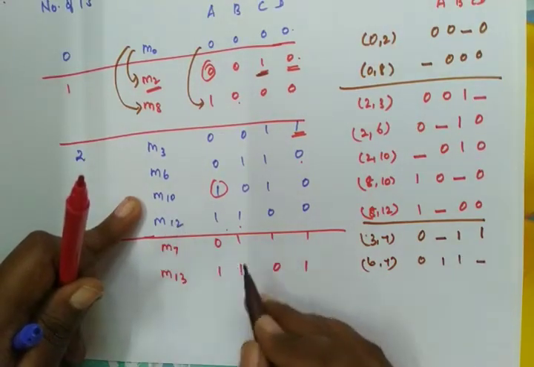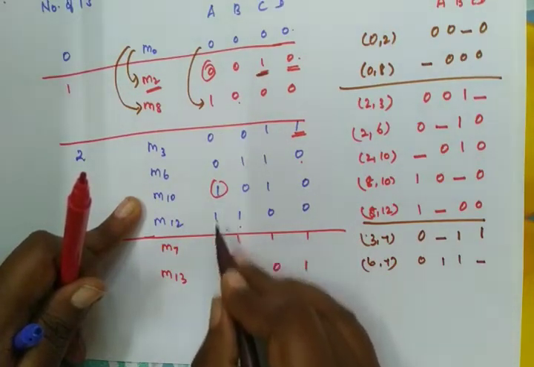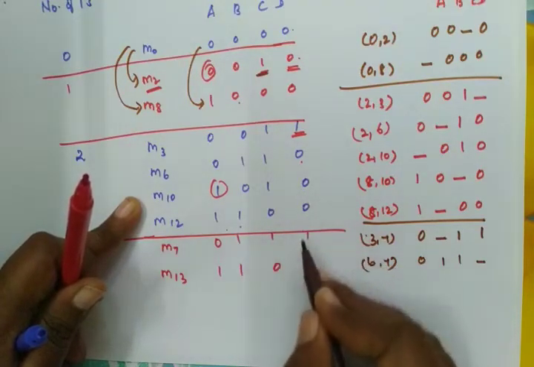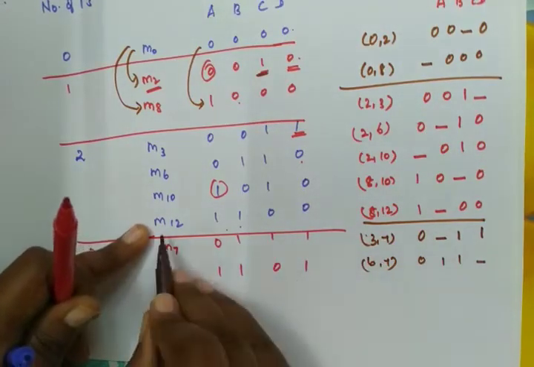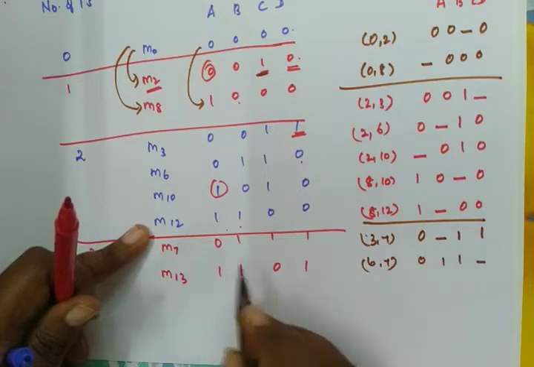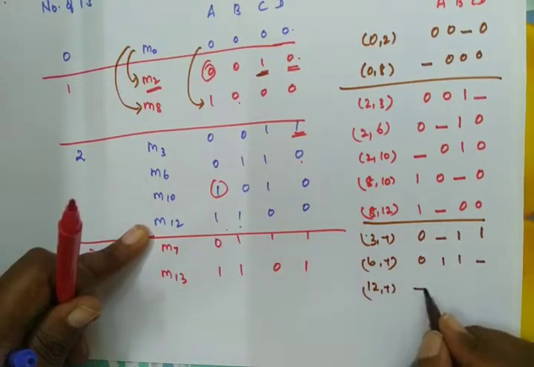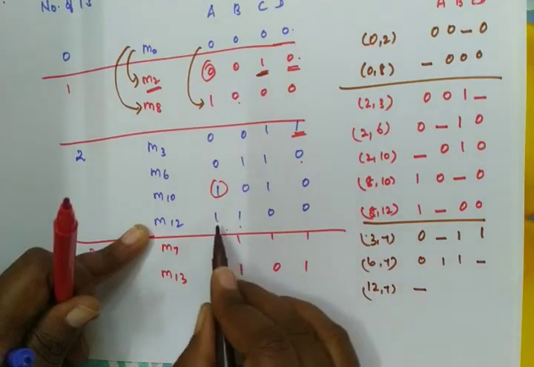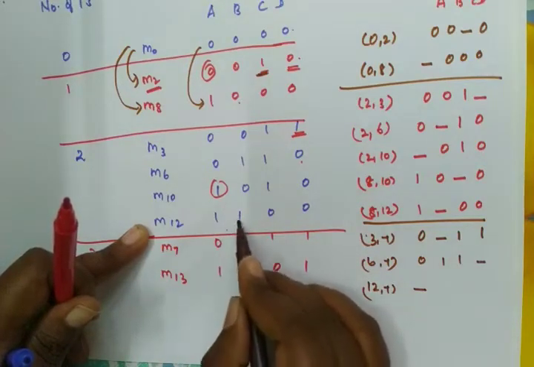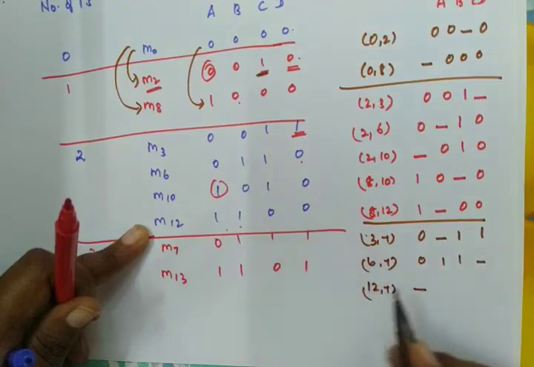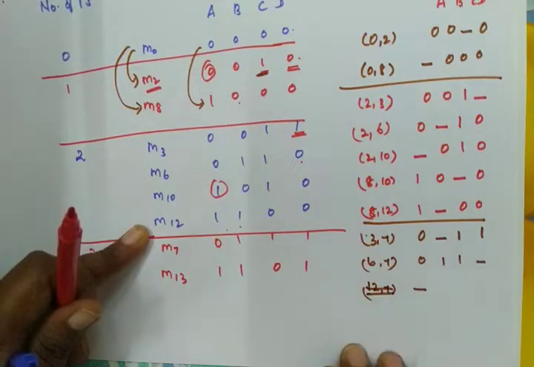Now compare this 10 with 7. 1 is changed to 0, and here we have lot of changes. So it is not possible. Now compare this 12 with 7. Not possible because see here 1 is changed to 0. 1 is 1, but here we have changes. So 12, 7 is not possible.